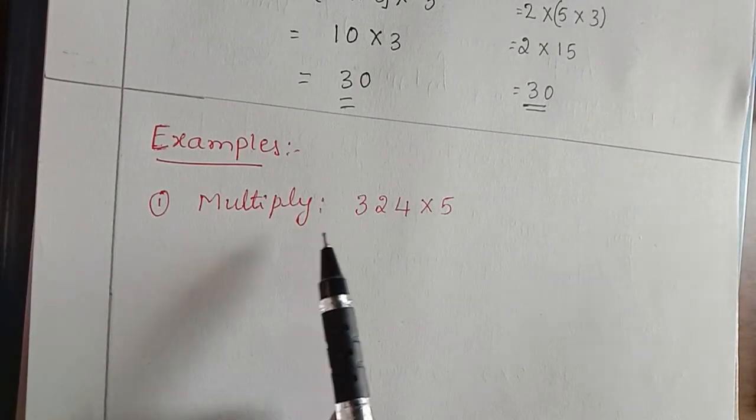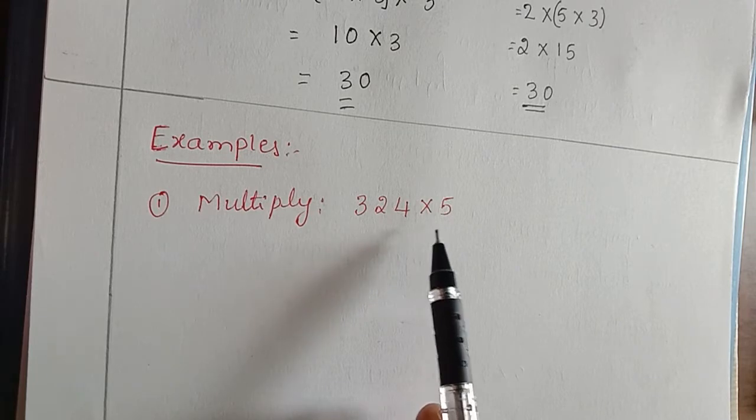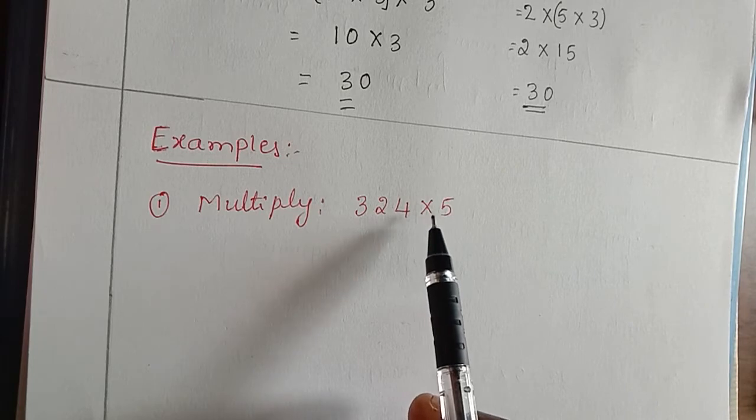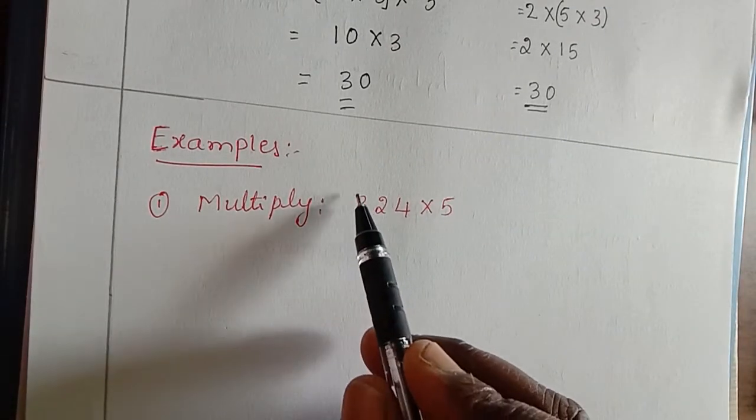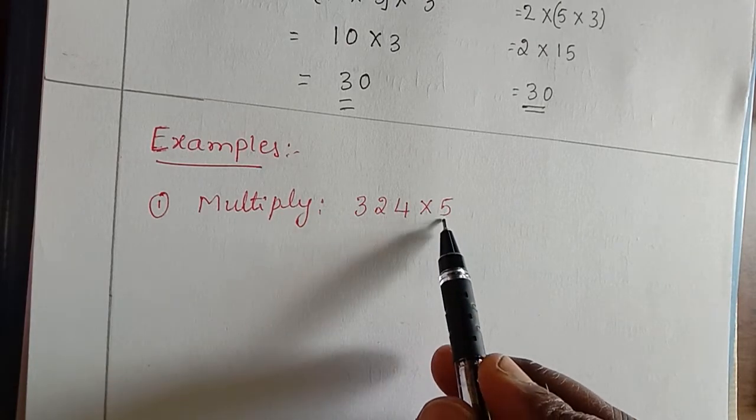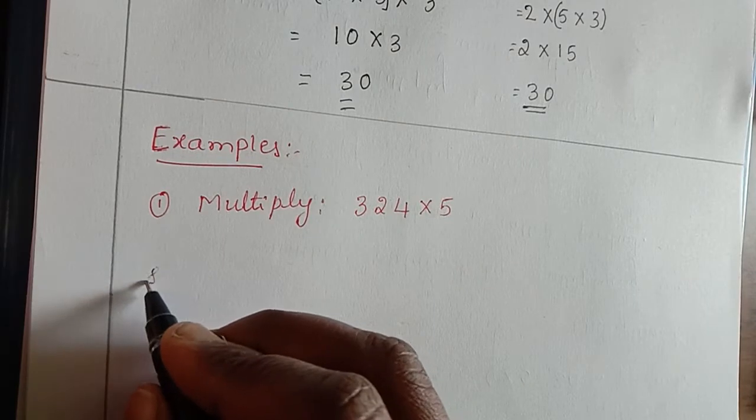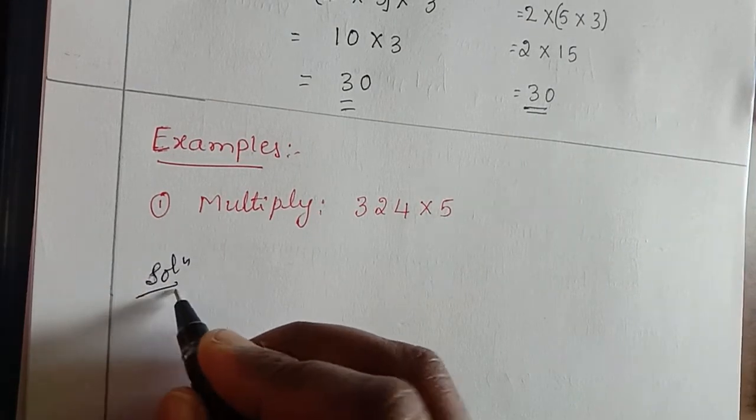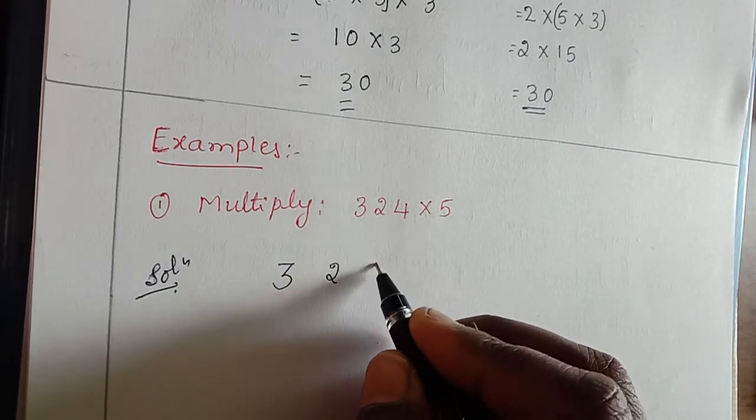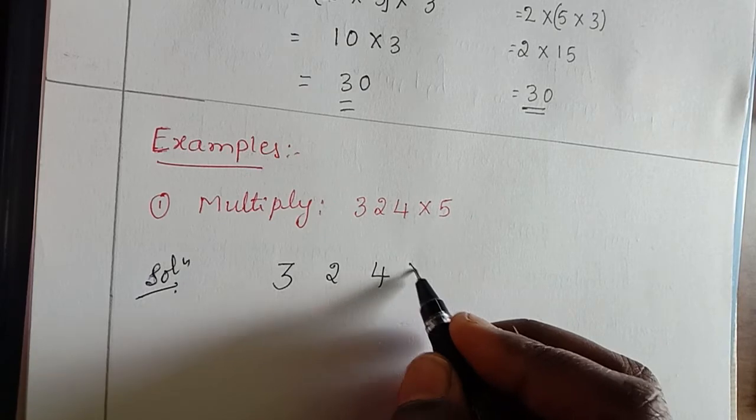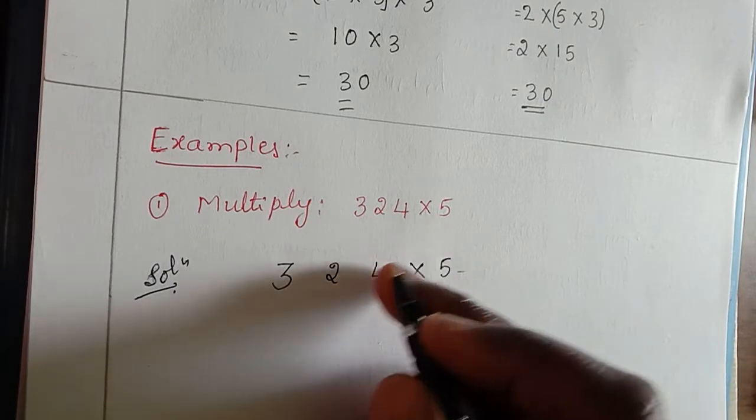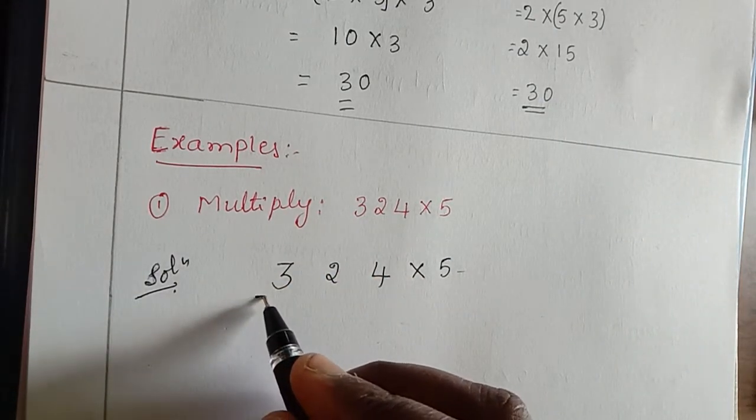Here I have the first question, that is 324 by 5. So 324 multiplied by 5. This is a 3-digit number, and this is a 1-digit number. We have to multiply a 3-digit number by a 1-digit number. You can write the digits, leaving some space in between. 324 into 5, put equal and write the answer. We can multiply horizontally. You already learnt that in the lower classes.